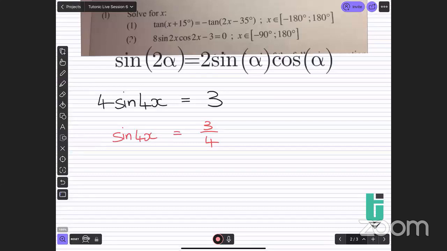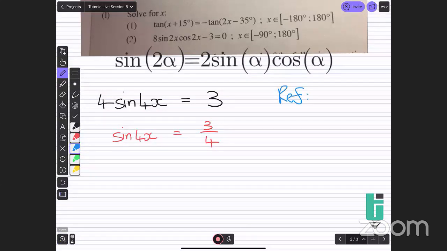How would you solve a normal trig equation like this? Do you not take the inverse of the sine? I would work out the reference angle. Yes, me too. What's the reference angle? What would you type in your calculator to find it? Shift sine 3 over 4, and you get an answer of 48.59. It mustn't say 50 for the decimals. It's not going to matter though.